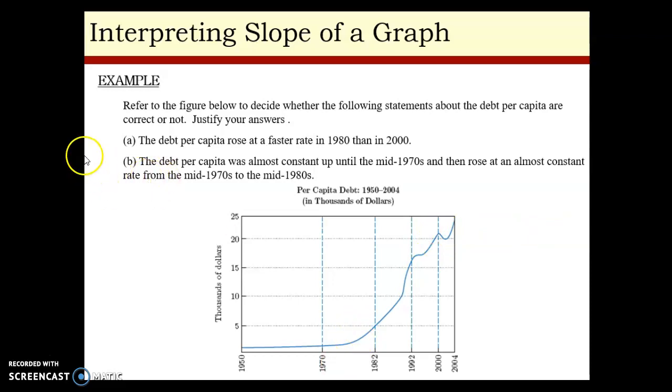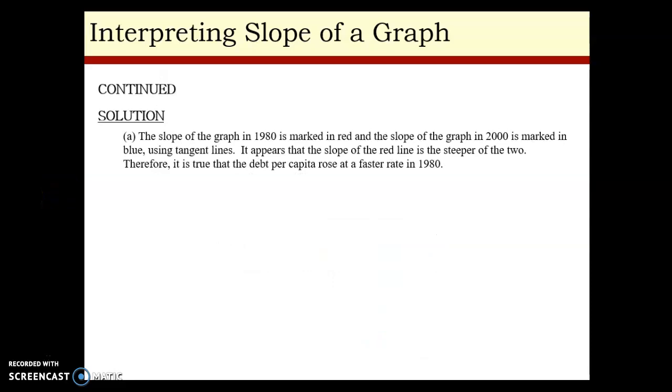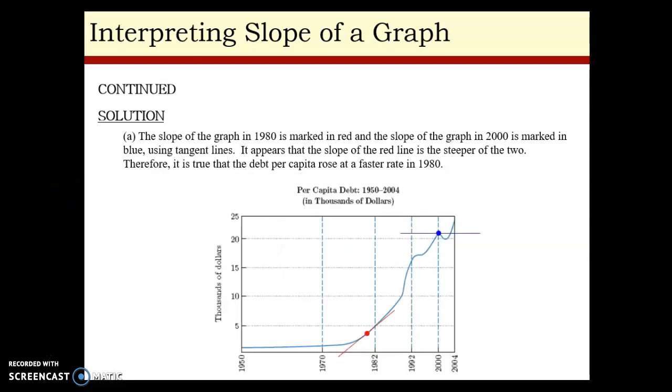The debt per capita was almost constant up to the mid-1970s. So you see the tangency point, very flat slope, and then it rose at an almost constant rate from the 70s to the 80s. So let's look at this. The slope of the graph is marked in red. Let's look at what the graph is.